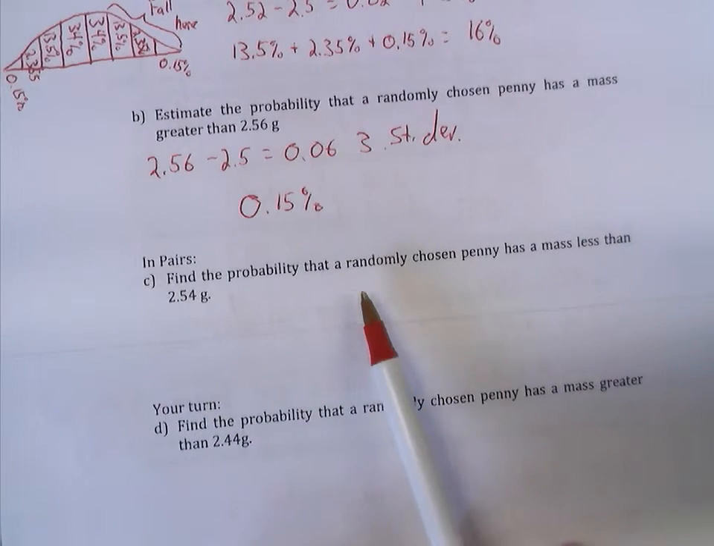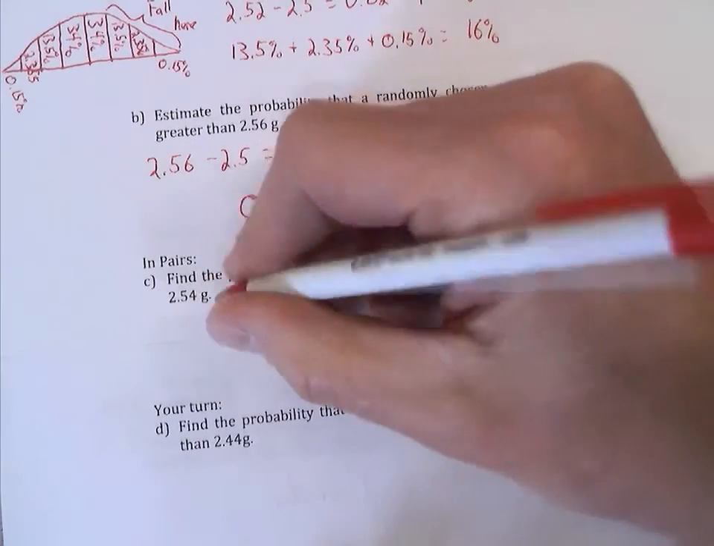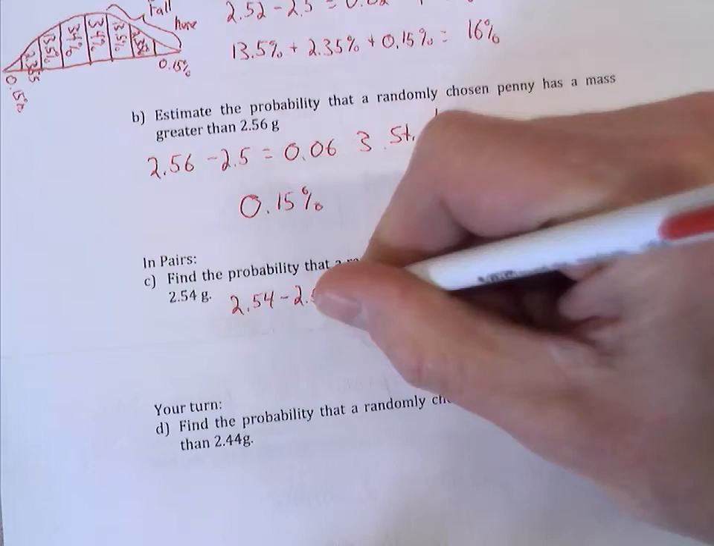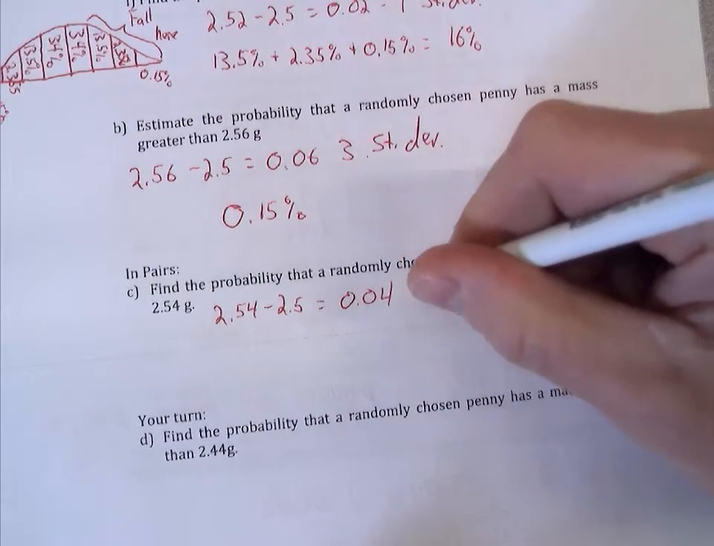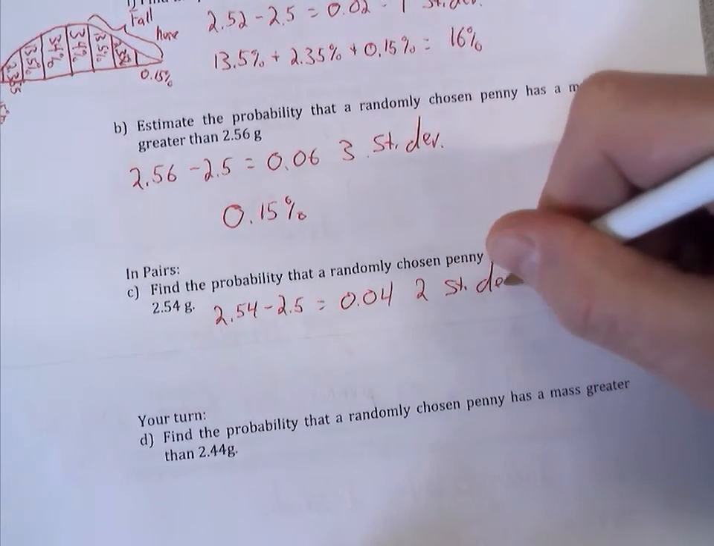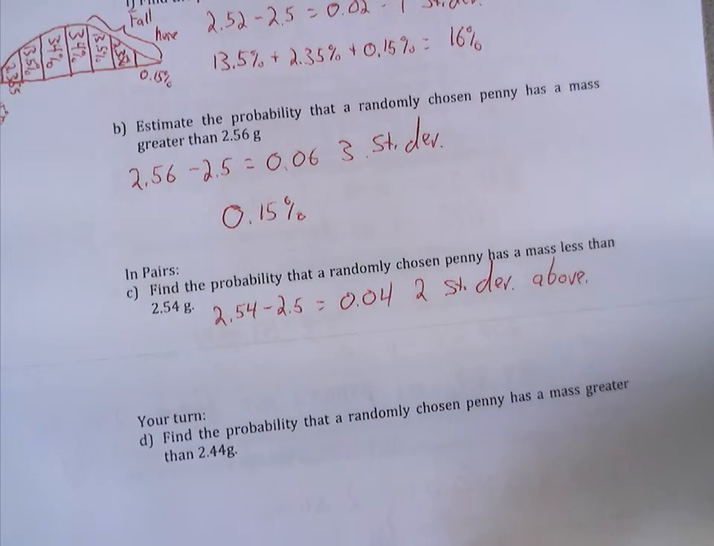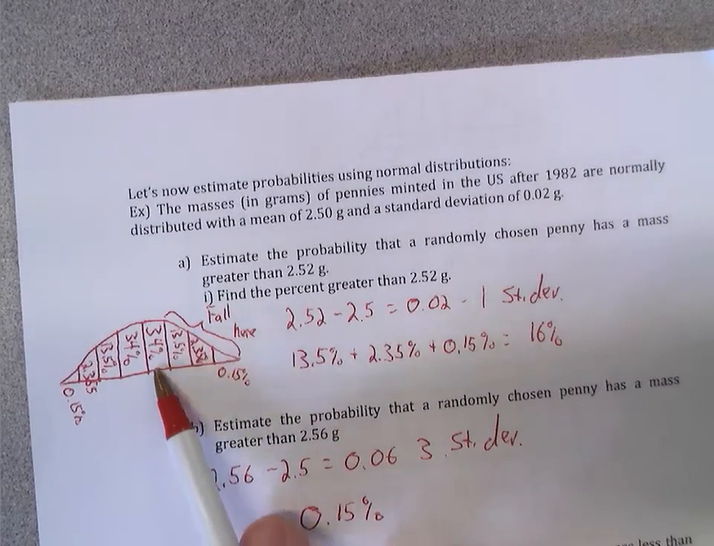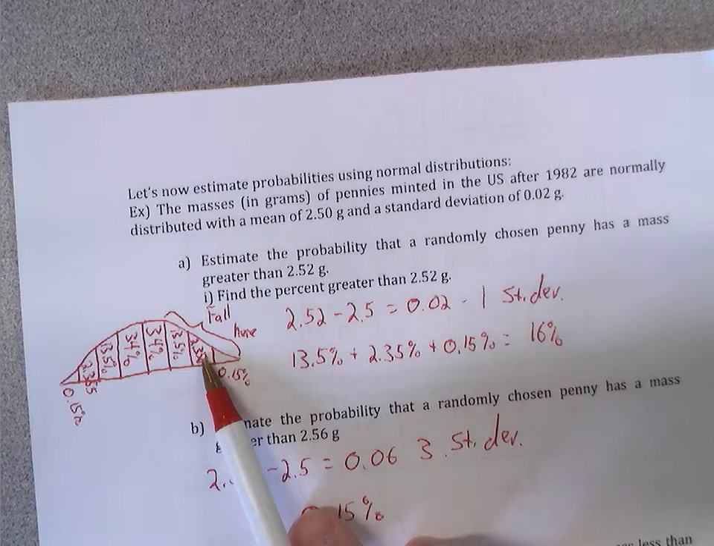Let's find the probability that a randomly chosen penny has a mass less than 2.54 grams. So once again, I'm going to take 2.54 minus the mean, which equals 0.04. Okay, so that's 2 standard deviations above the mean. So if we go back to our model, we're looking at not 1, but 2 standard deviations above. And we're looking for anything that is actually below that amount.